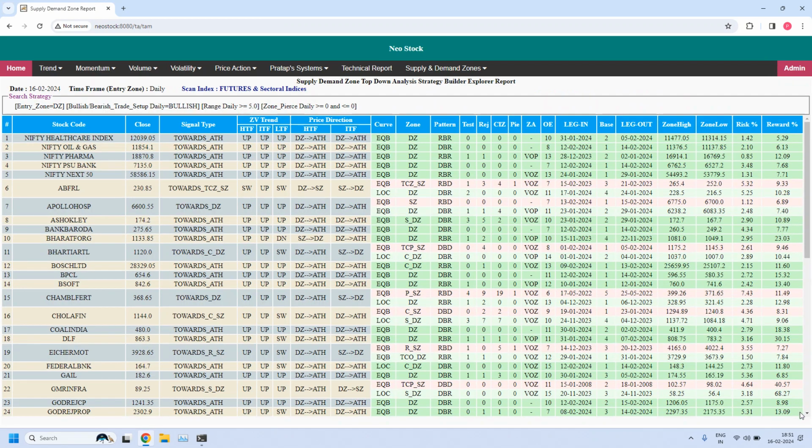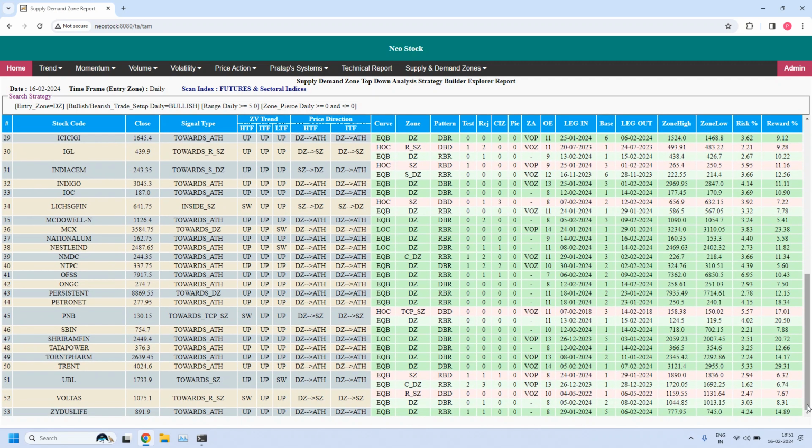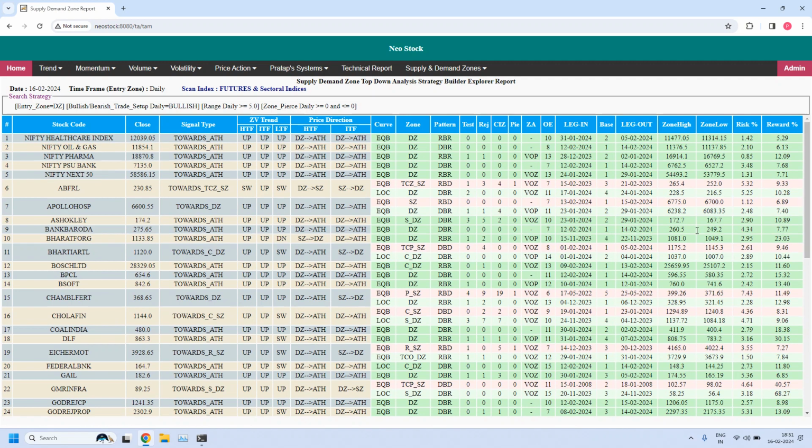Now all these stocks are having 5% reward. Now the list is reduced. Let me scroll down. 53 stocks are there. Still it is a big list. Because the list is big, let us try to find out, of these stocks, how many stocks are near to our daily demand zone, at least 1% near.